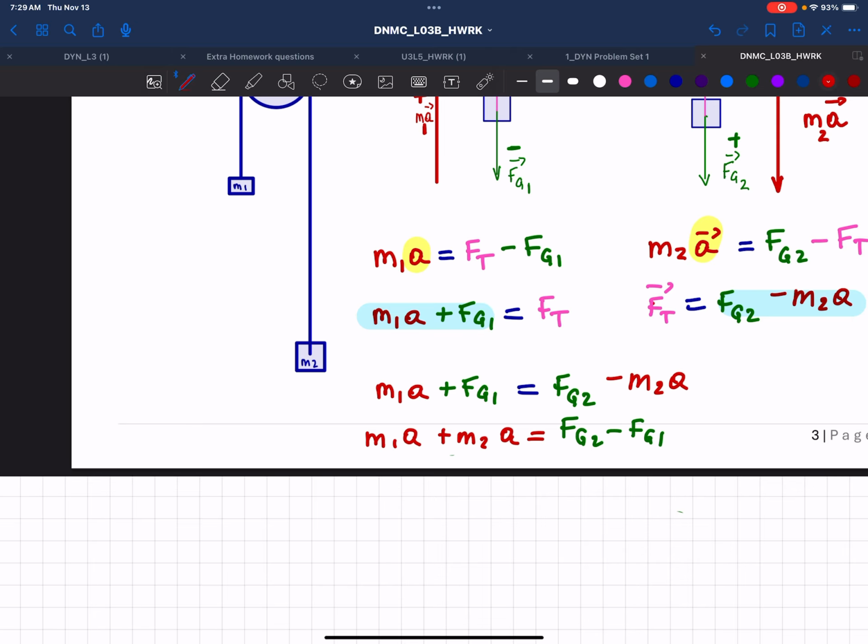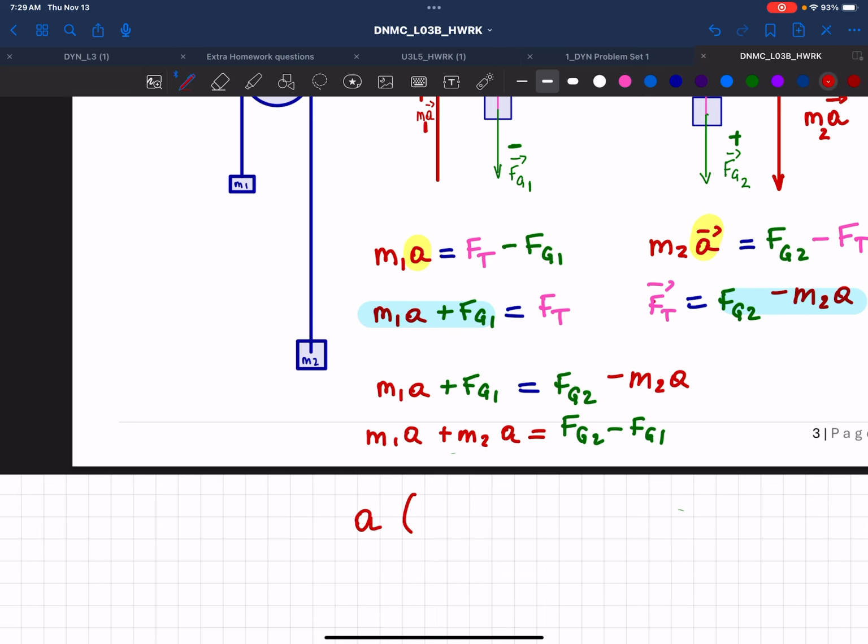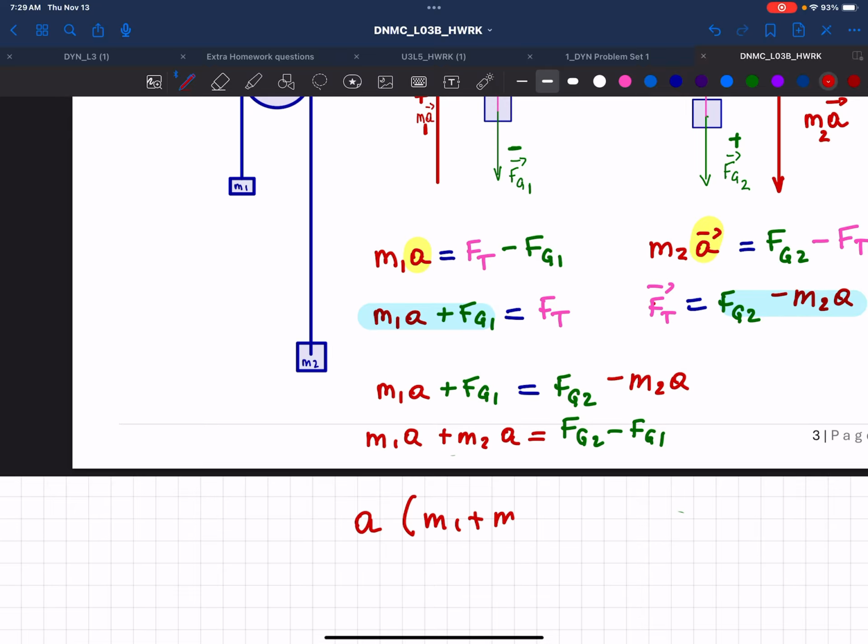Okay, now we're isolating A from M1 and M2, which would be equal to Fg2, which is M2G, minus Fg1, which is M1G, and that will be over M1 plus M2.